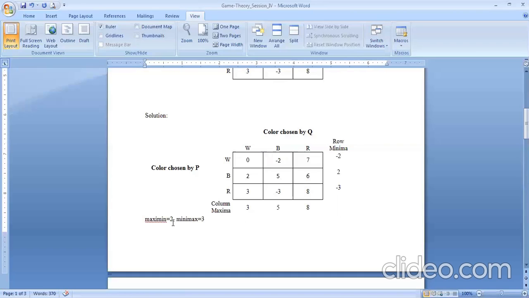It means maximin is not equal to minimax, hence there is no saddle point here. When a saddle point does not exist, it means there is no pure strategy, meaning the players P and Q are not going to play with a single strategy. Instead, they are going to play with two or more strategies, here two strategies, with a certain proportion.